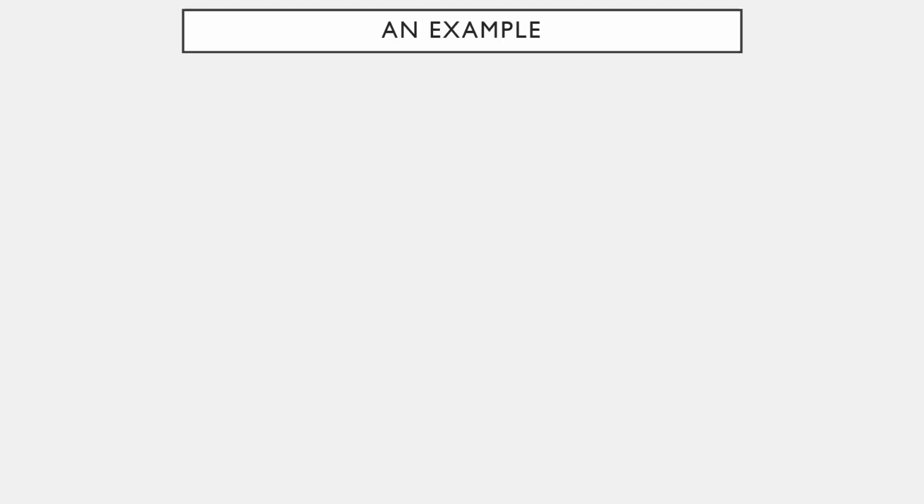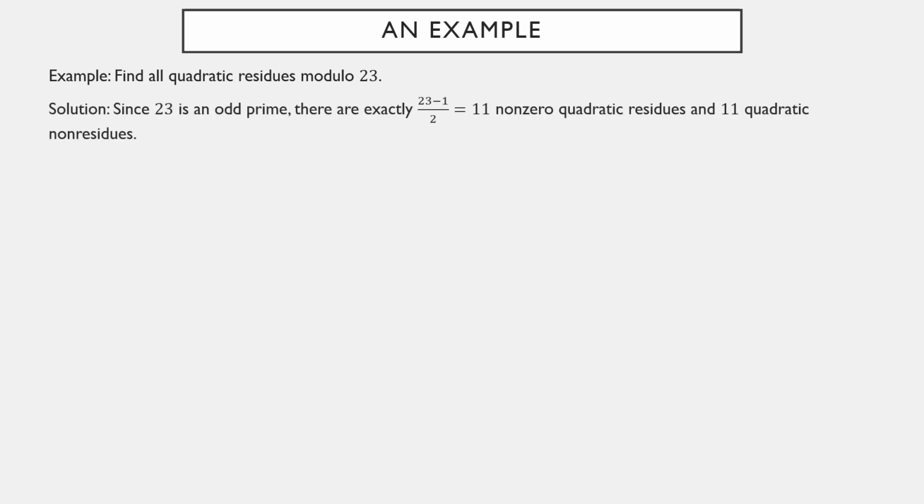Let's look at an example. Find all of the quadratic residues modulo 23. So we're just going to brute force our way through this, but with a couple small observations that we've already made. 23 is an odd prime. So other than the 0 element, there are 22 elements in a complete residue system. Half of them are quadratic residues and half of them are quadratic non-residues.